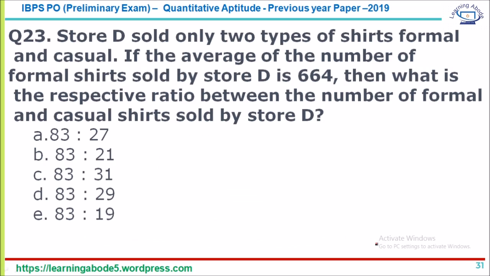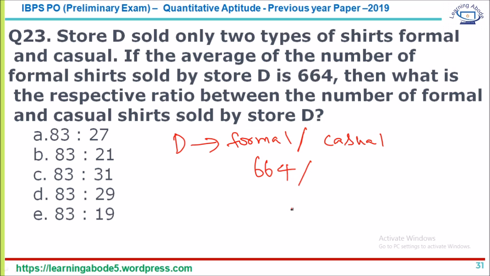Store D sold only 2 types of shirts, formal and casual. If the number of formal shirts sold by store D is 664, then what is the respective ratio between formal and casual? So in store D, formal to casual, that's the ratio that we want. Formal shirts are 664, and we need to find out the number of casual shirts.